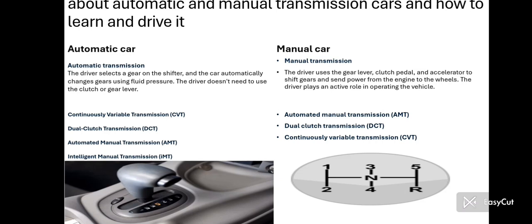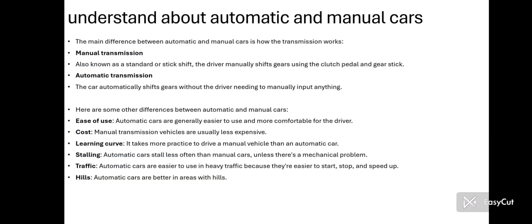And here are some types of car transmission. CVT, continuously variable transmission. Dual clutch transmission, DCT. Automated manual transmission, AMT. With these transmissions you can ride, and they are available in both automatic and manual cars.